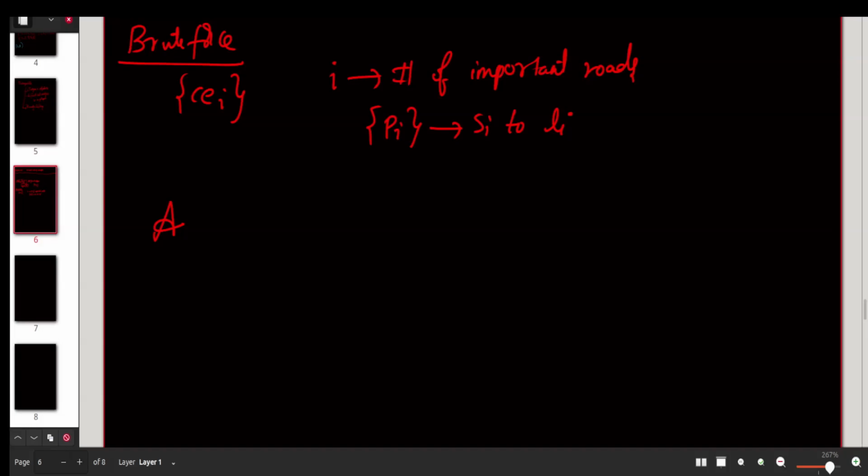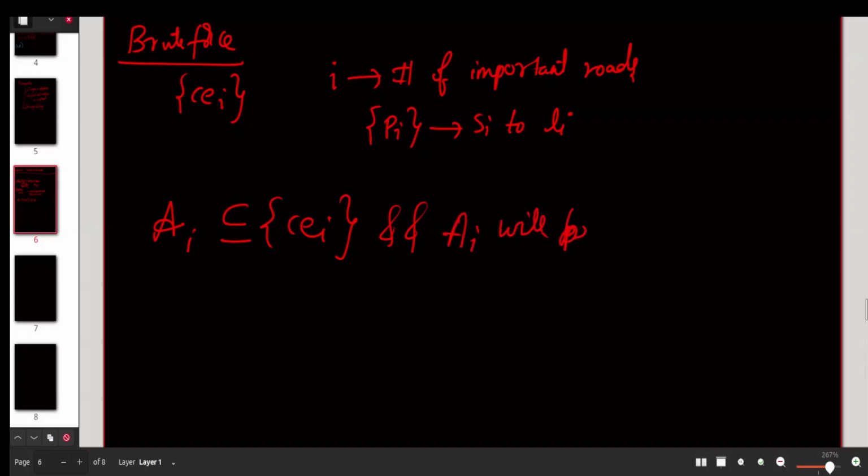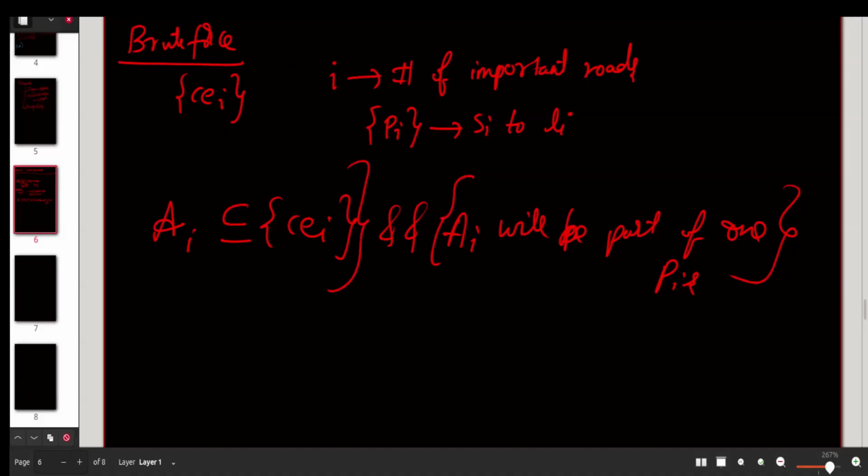And what are the properties of A? A for merchant i will be a subset of the cut edges, as well as A_i will be part of one of the P_i's. Why is that so? Obviously, for a road to be important, removing that road would actually disconnect the graph. And that is what the first condition is about.